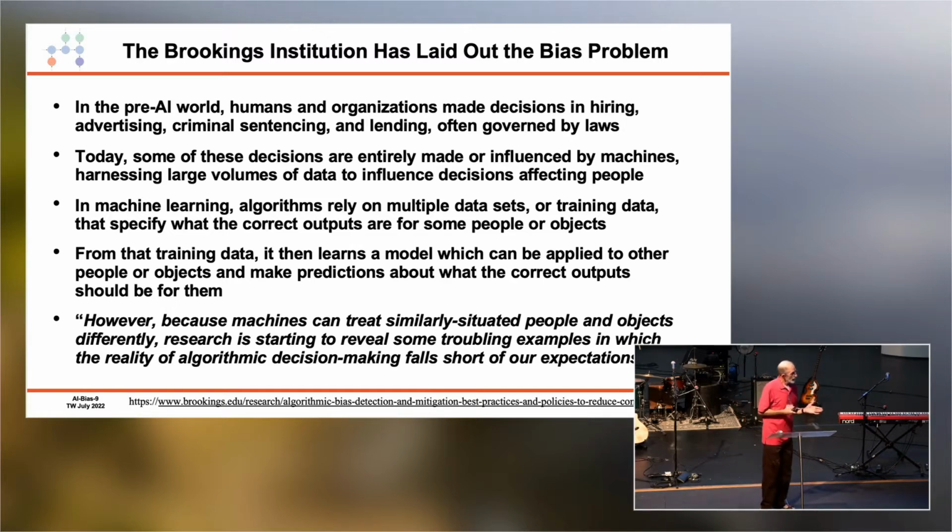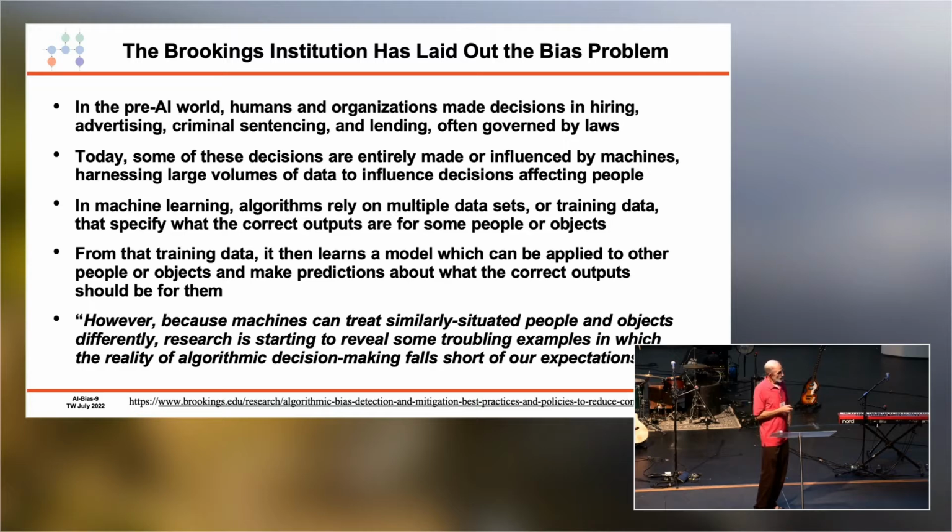They point out that in the pre-AI world, humans and organizations made the decisions in a lot of these areas, often governed by laws. But today, some of them are entirely made or influenced by machines, again, with large volumes of data influencing the decisions. Machine learning algorithms rely on multiple data sets or training data that specify what the correct outputs are for some people or objects. Now, let me just say a word on AI, algorithms, machine learning, software. It's all the same for purposes of this talk. I'm not getting into all the details in every chart as to exactly what sort of algorithms are being used. Machine learning is a common one, usually for the neural nets.